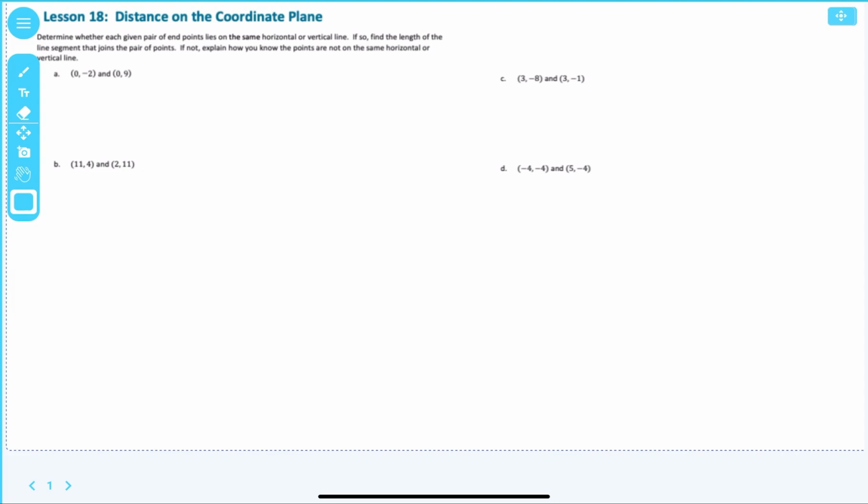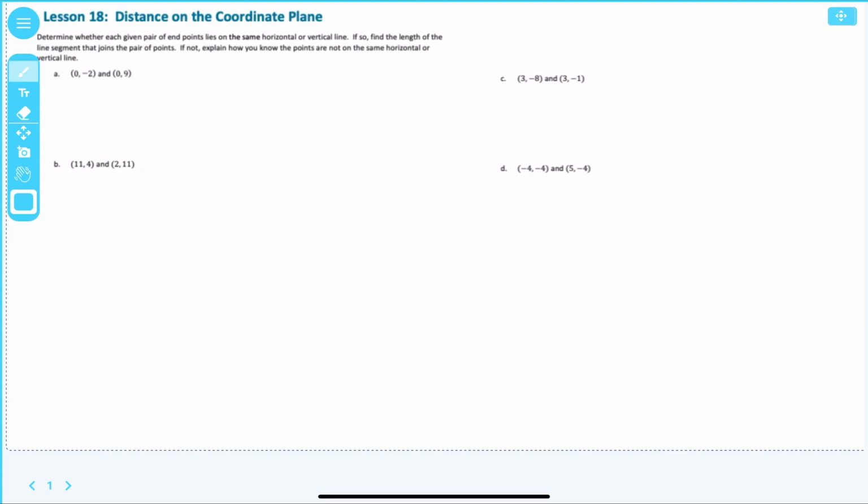If it lies on a horizontal or vertical line, because you're not going to know how long it is if it's a diagonal. So if it's a vertical or a horizontal, you can tell the distance. If not, explain how you know that they're not on a horizontal or vertical line. You will learn how to do the distance of diagonal lines, but you don't know that yet.